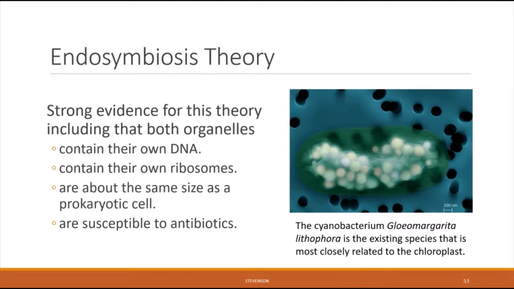This bacterium that you see right here is a type of bacteria called Gloeomargarita lithophora. If you look at the DNA that is found in this type of bacteria and you compare it to the DNA that is found inside of chloroplasts in plants, this bacteria's DNA is very similar to the DNA that is found in the chloroplast. And so this bacterium is believed to be a very distant cousin and the most closely related existing species to the chloroplast.